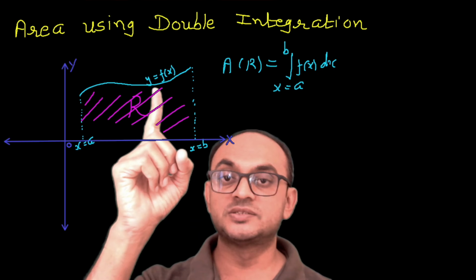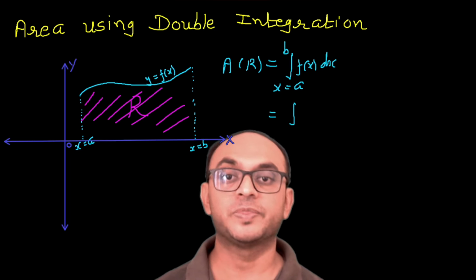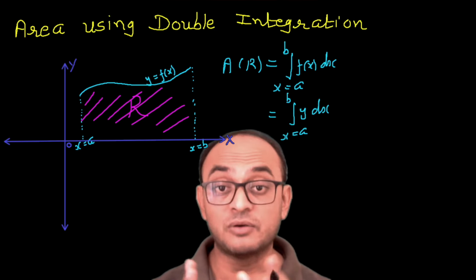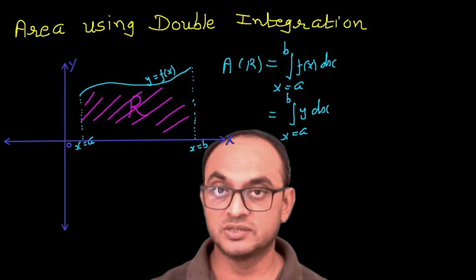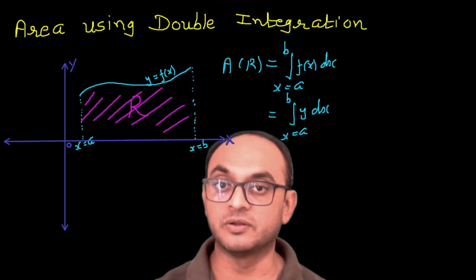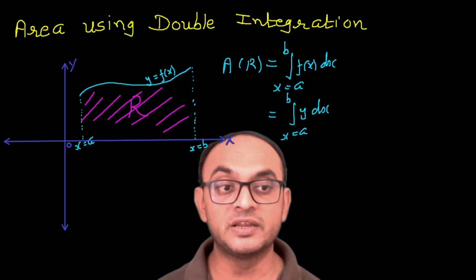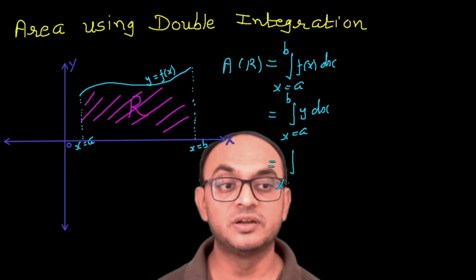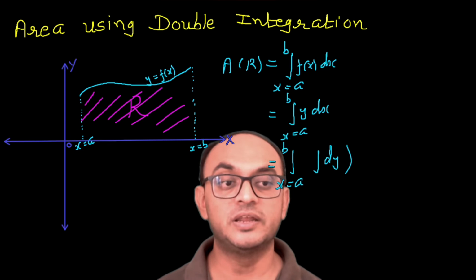Now here my f of x is y, so I can rewrite this equation as integration x equal to a to b of y dx. Now see what I am doing. This is integration x equal to a to b of y dx, right? My function is y. I am using the concept of antiderivative. So how am I writing y in terms of its derivative? I can rewrite it as integration x is equal to a to b, integration dy, dx.